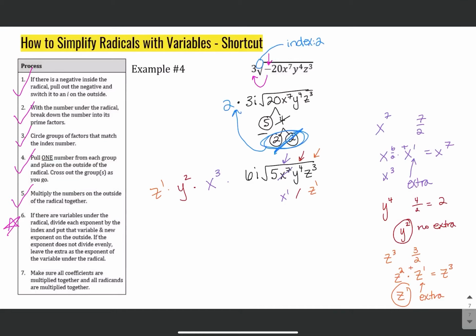So if I rewrite this, then I would have 6 x to the 3rd y squared. Technically z to the 1st, but I don't need to write the exponent of a 1. And then underneath my square root here, my radical would be 5 x to the 1st. Again, don't need to write that exponent, times z to the 1st. I don't need a y because I didn't have any y's left over when I did the division. And this would be my final answer.